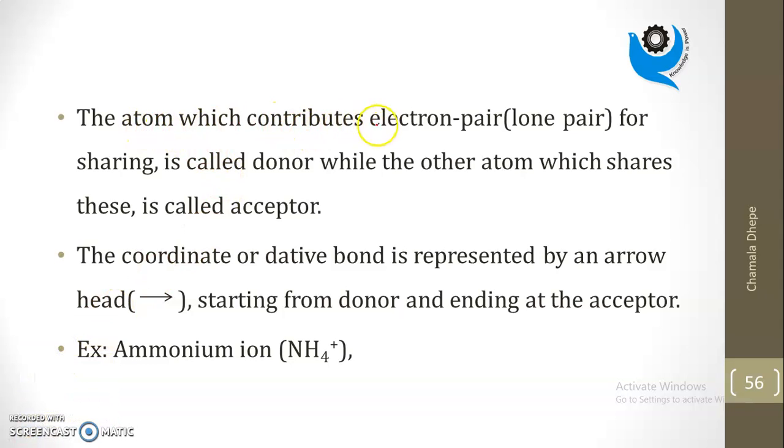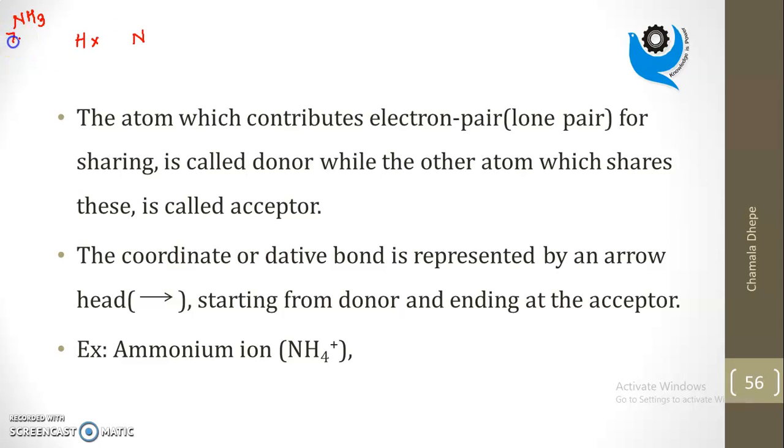The atom which contributes the electron pair, that electron pair we are going to call a lone pair. Now are you remembering lone pair? We have seen the example of the water molecule in the last video. Now here I would like to give you the example of hydrogen. In hydrogen how many electrons are there? One electron is there. Ammonia, you know ammonia, what is the formula of ammonia? NH3.